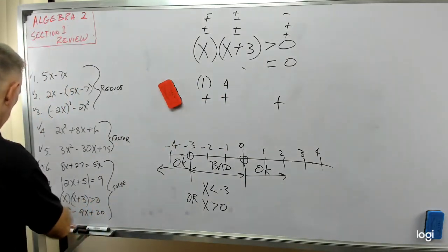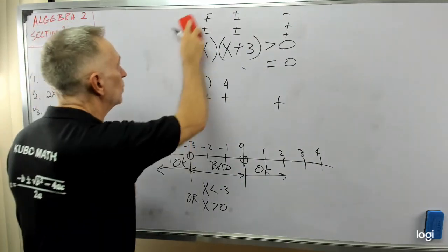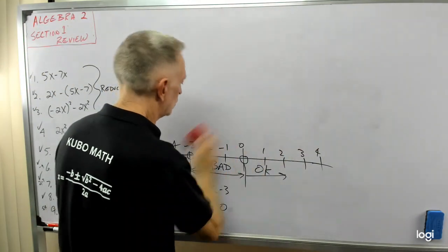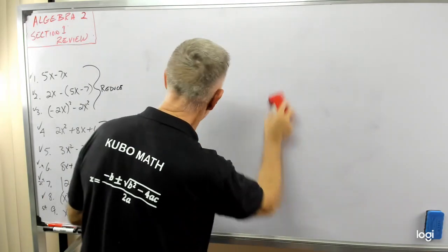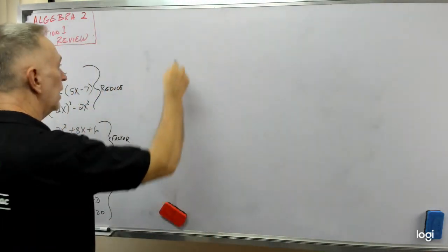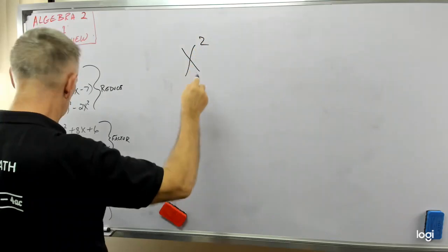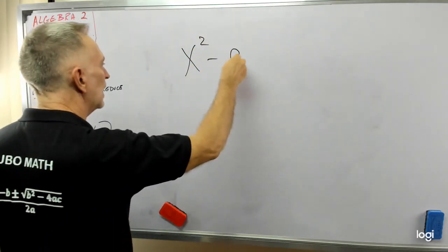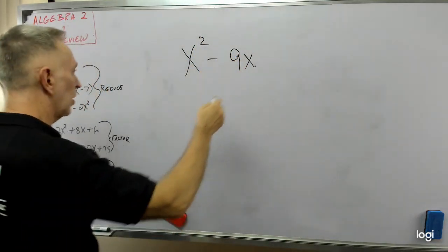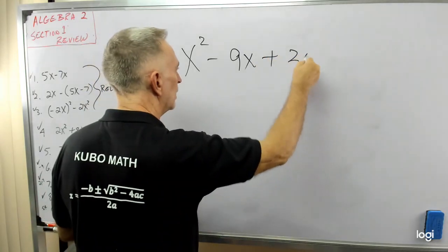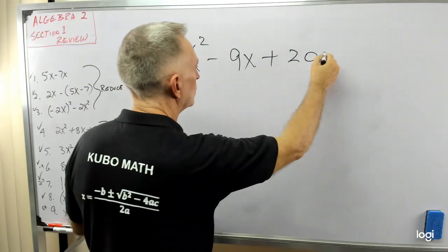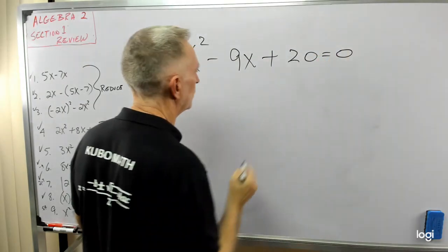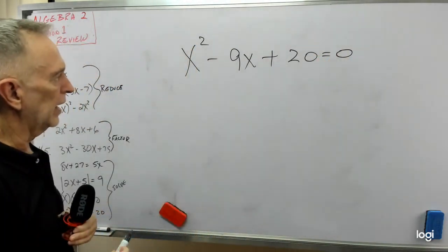Okay. One more to go. One more solution. This will be our quiz for the day. Okay. X to the second power minus 9x plus 20. Let's say that equals 0. Let's solve for x.